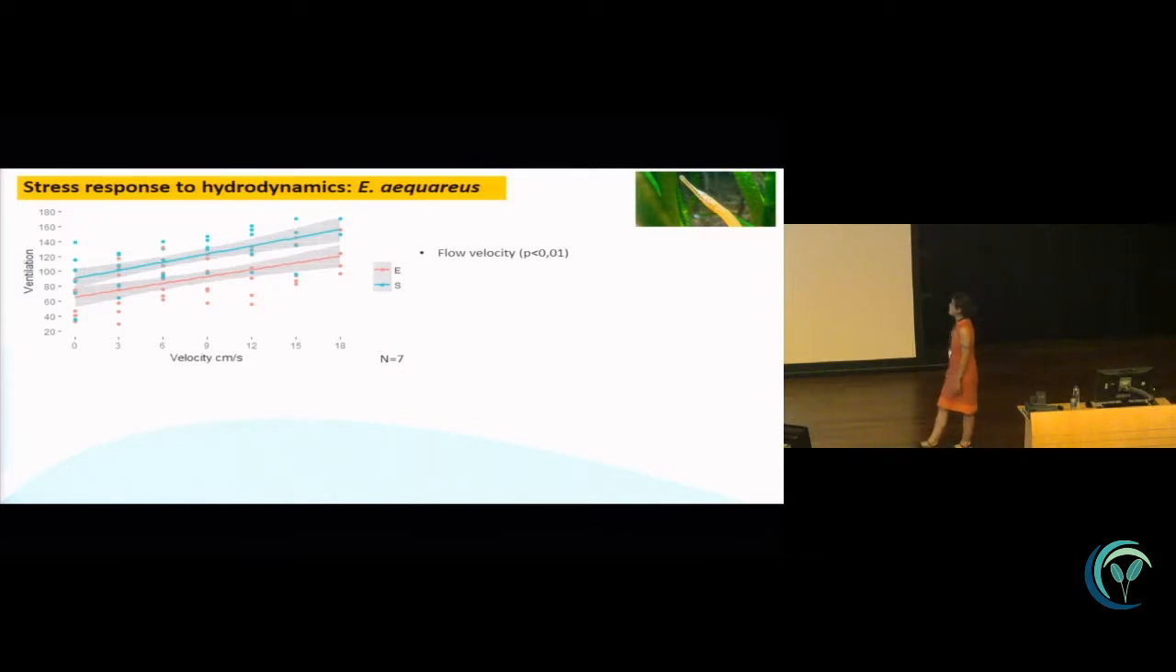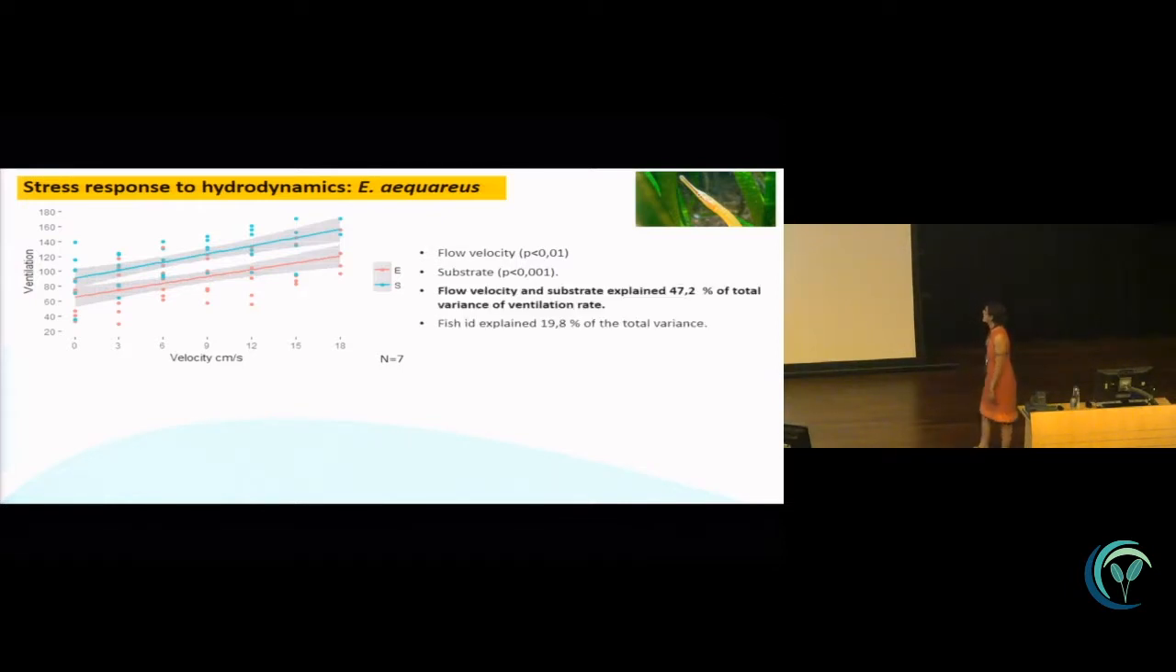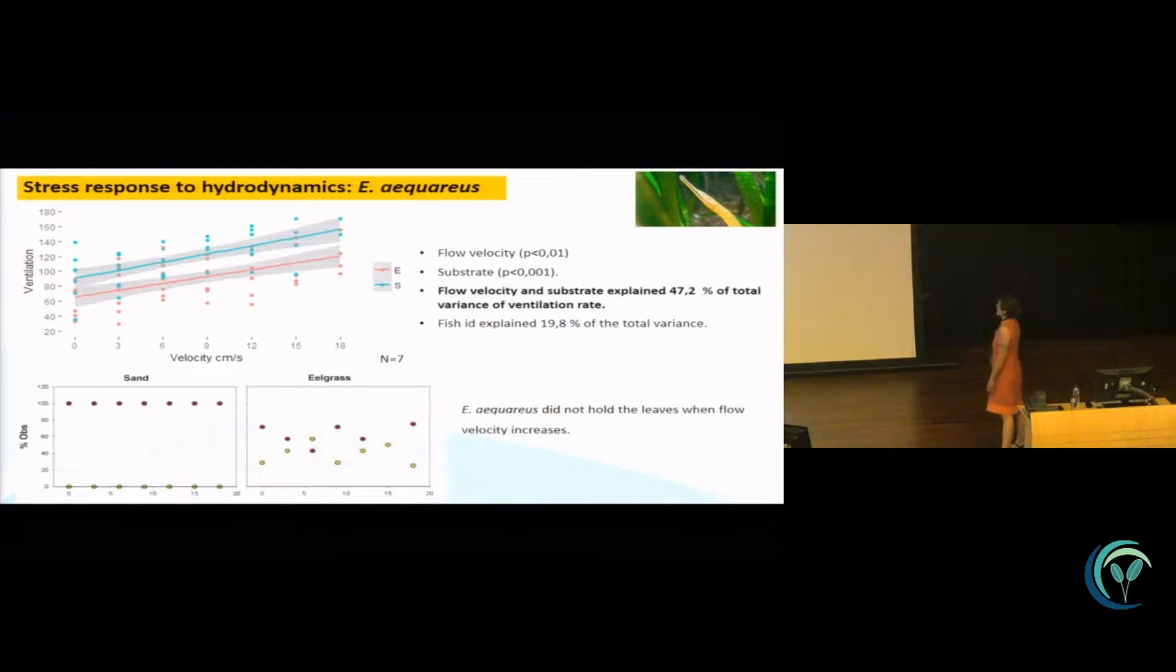Entelerosa aquareus also increases its ventilation rate with velocity, and it was higher in sand, but the interaction wasn't significant. Regarding behavior, we have a pattern different from Nerophis or Syngnathids tifle. It's more similar to Syngnathids rostellatus. This species doesn't seem to prefer holding the leaves when the velocity increases.